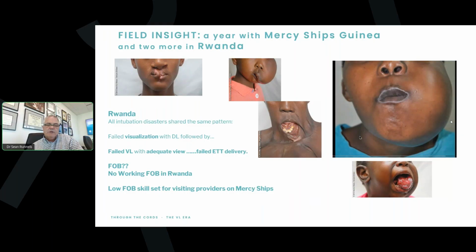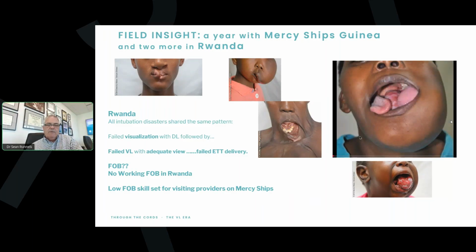On Mercy Ships, what I saw was the providers that were visiting, I was there for a year, and the providers visiting had limited fiber optic bronch skill sets. And that's a common problem with fiber optic bronchoscopes. And we ended up with a lot of fiber optic failures. We do not have a functioning display to perform an intubation with the fiber optic scope alone. None of this equipment is regularly available at this hospital.